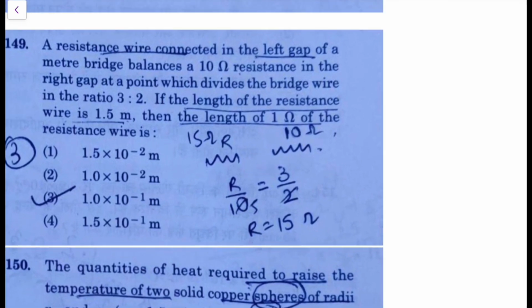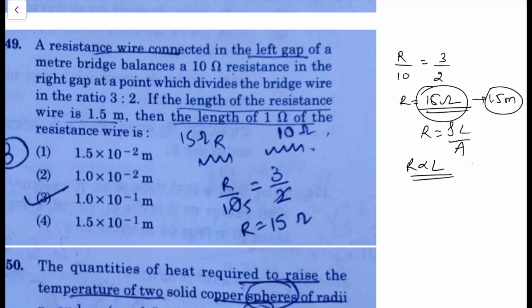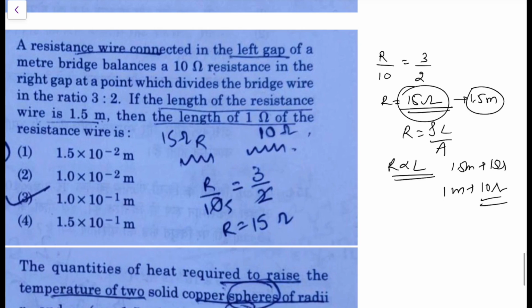A resistance wire in the left gap of the bridge balances a 10 ohm in the right, that means R, let's say R by 10, and it divides the bridge wire in the ratio 3:2. So R comes out as 15 ohms, and the length of this wire is 1.5 meter. Then the length of 1 ohm of this wire is... So this 15 ohm resistance is when the wire has a length of 1.5 meter. You know resistance is rho L by A, keeping all parameters same, R is proportional to length. So if 1.5 meter length has 15 ohms, the 1 meter length will have 15 upon 1.5 into 1, that is going to be 10 ohms. So the 1 meter length will have 10 ohms.